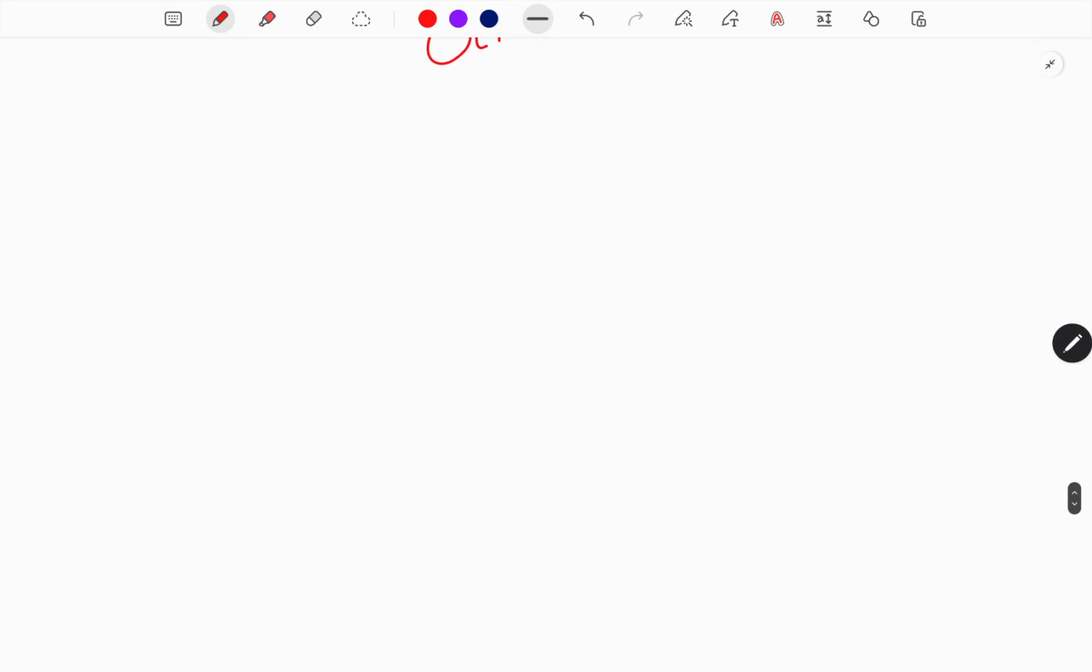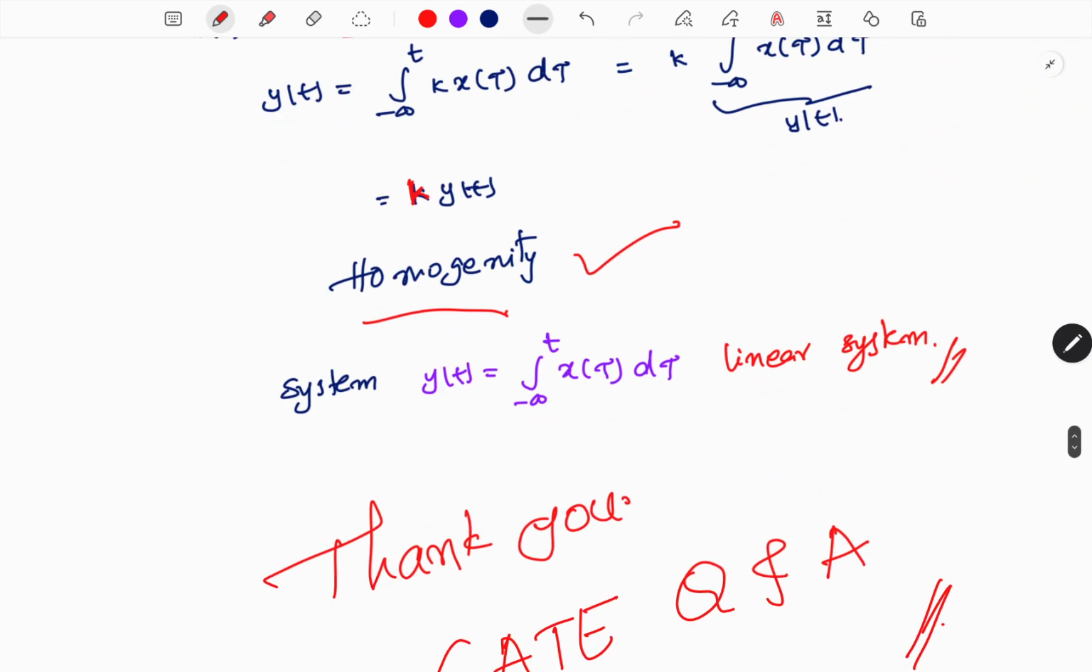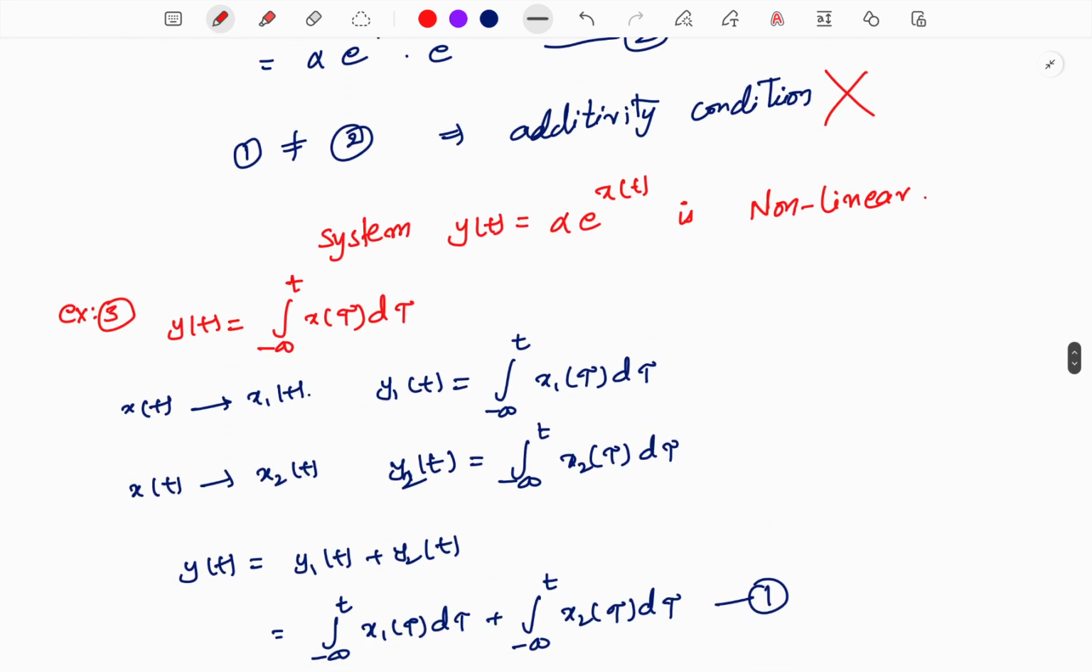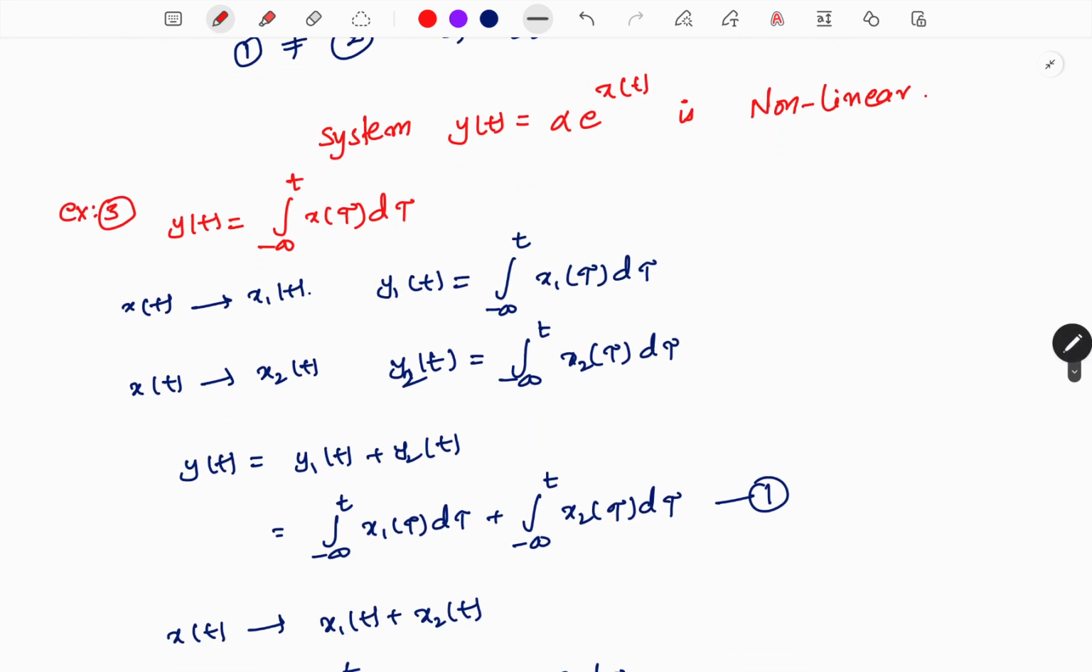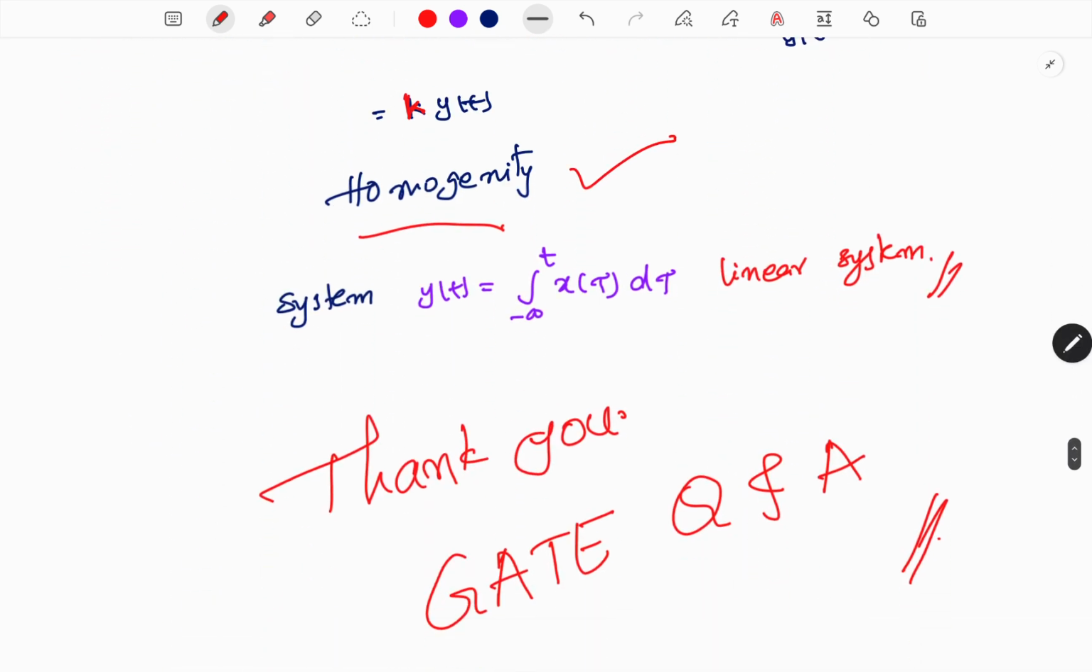Now we will see some more examples for the linear and nonlinear systems. In last class we saw example 3. Now we will see example 4.